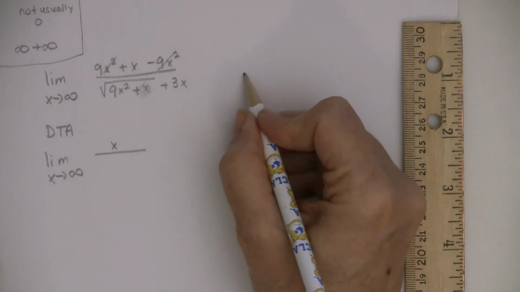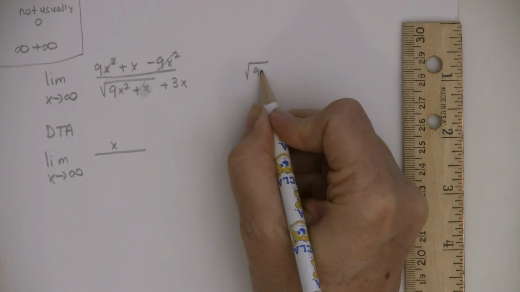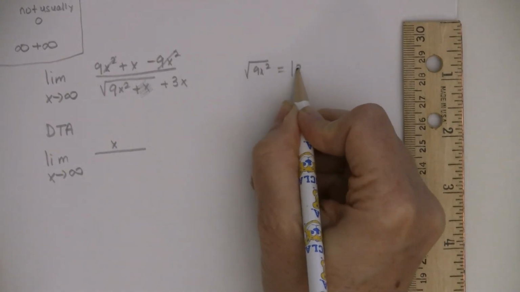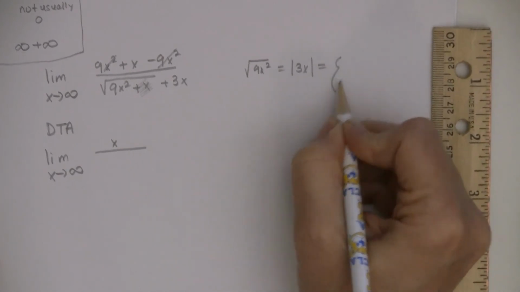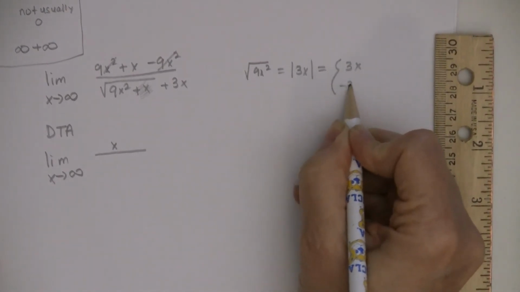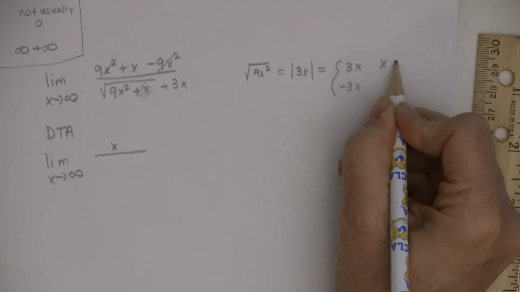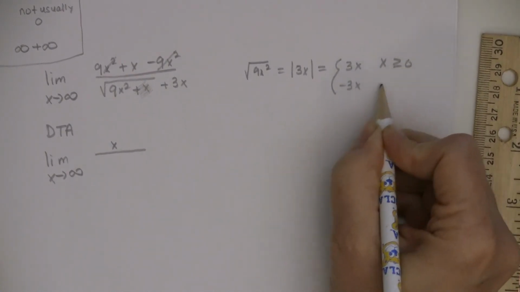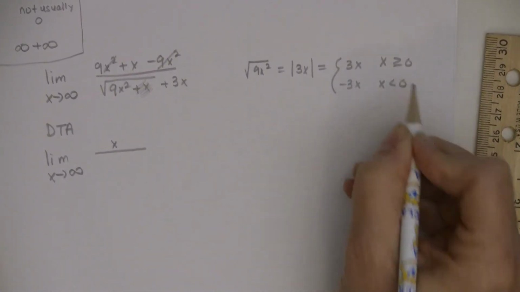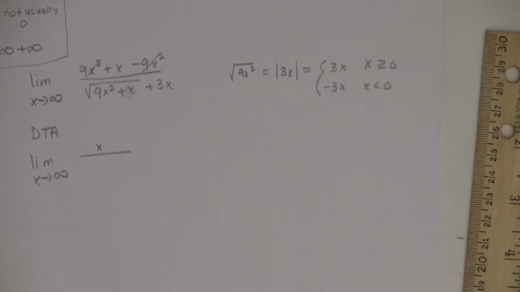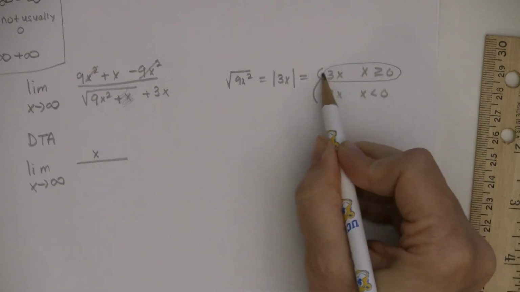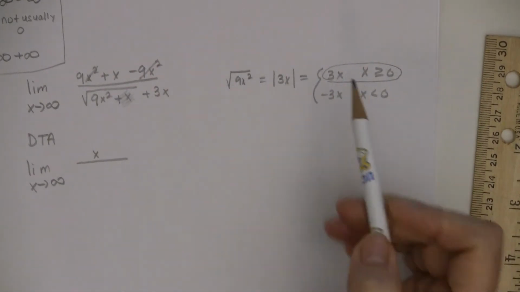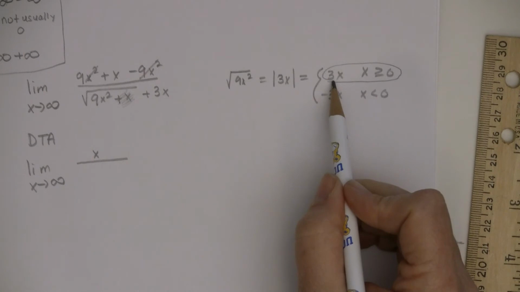Anyway, in the numerator, that's x. And in the denominator, for certain, this part can go away at infinity. It's not dominant, which leaves the square root of 9x squared plus 3x. We've already talked about the square root of 9x squared being equal to the absolute value of 3x, which is equal to either 3x or minus 3x, depending on if your x value is greater than 0 or less than 0. But because I'm going to infinity, I'm greater than 0, so I should be using 3x.